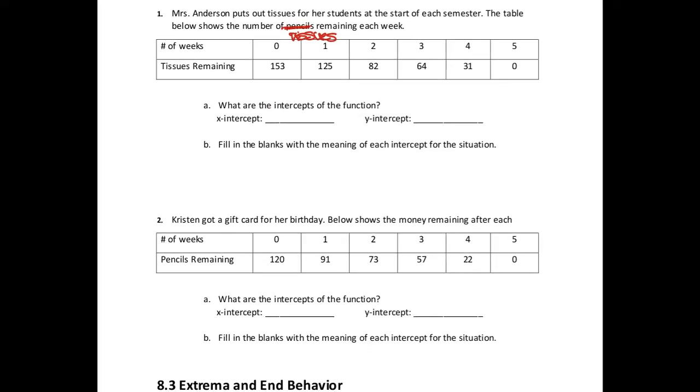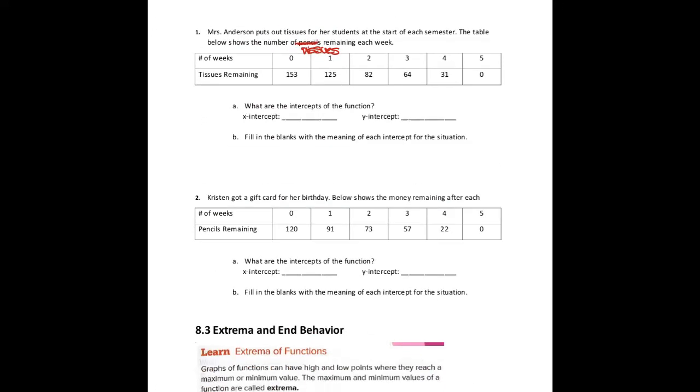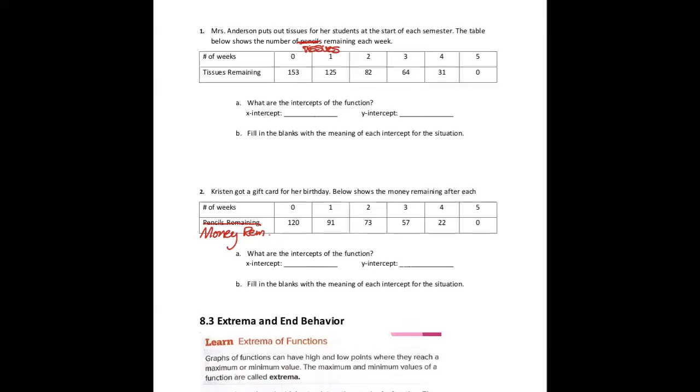Okay? So we got teachers trying to do too much work and change things up too quickly. And then look at number 2. Kristen got a gift card for her birthday. Below shows the money remaining after each purchase, and it says pencils remaining. So I'm going to change this up a bit, and let's say this is money remaining, like on the gift card after you've made a purchase. Okay?